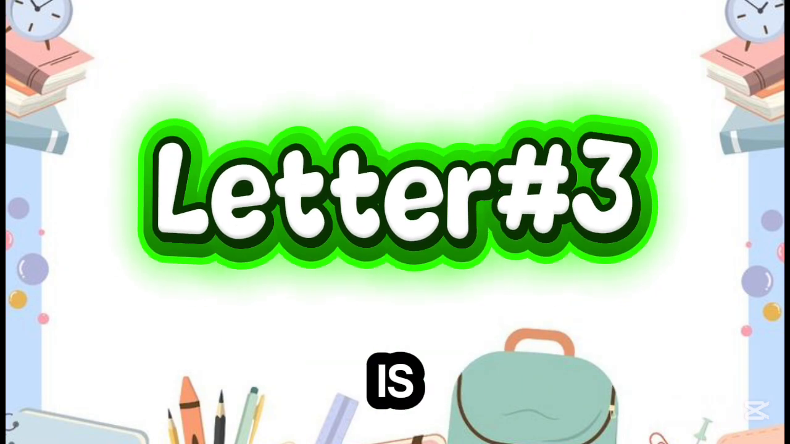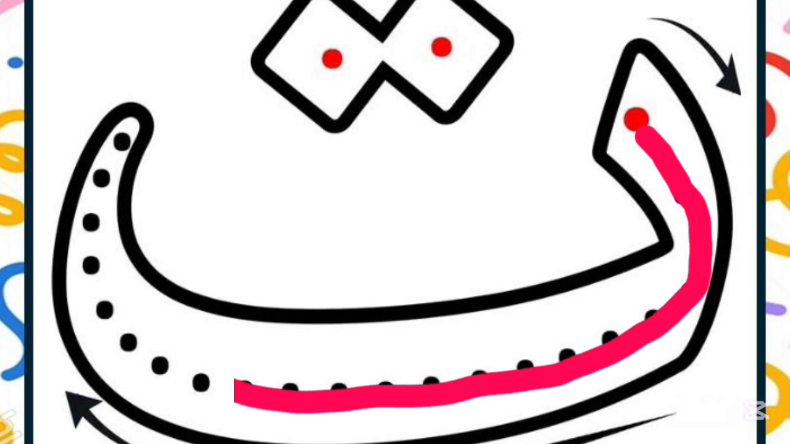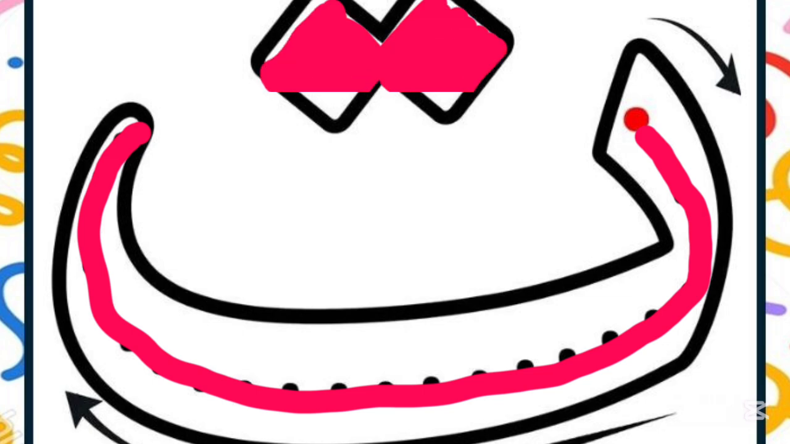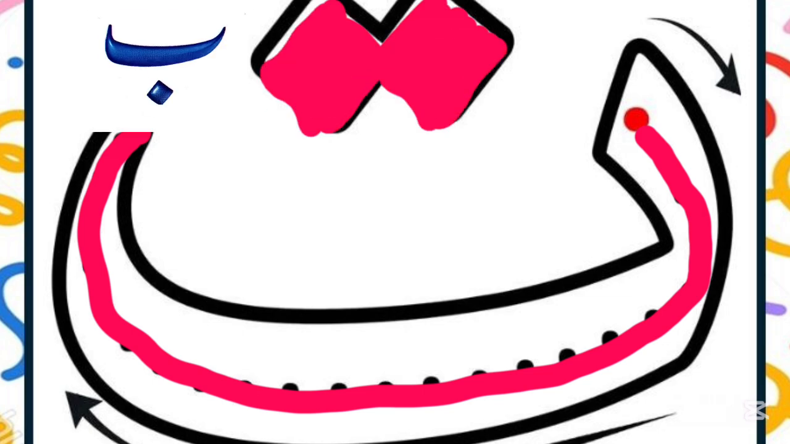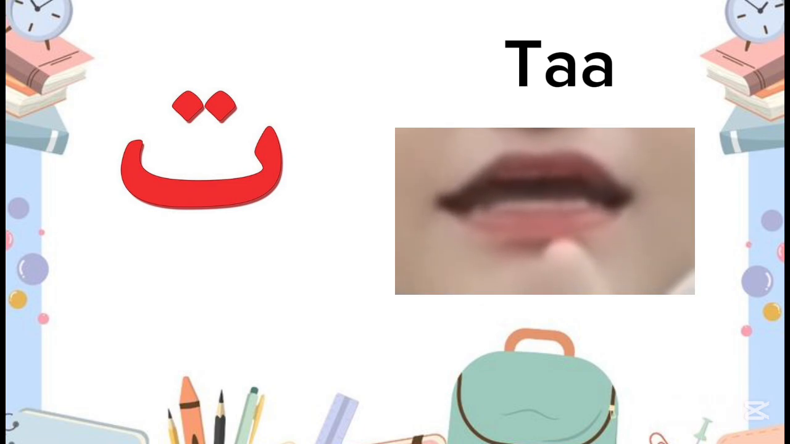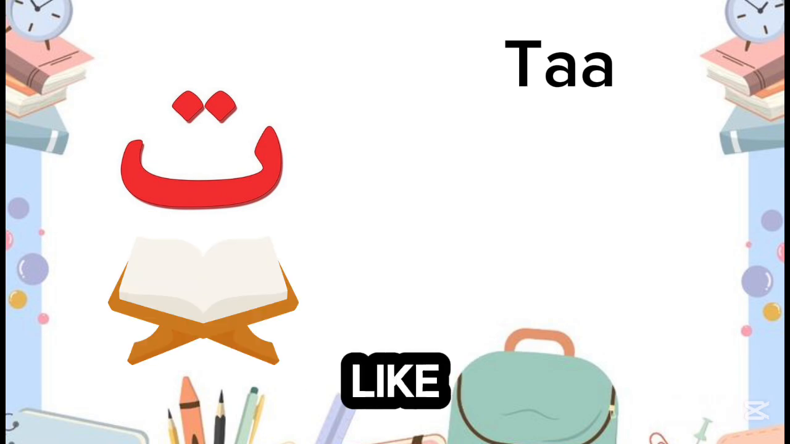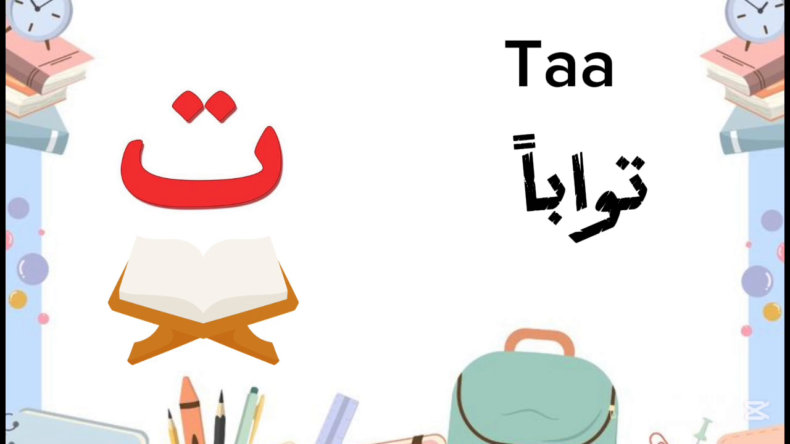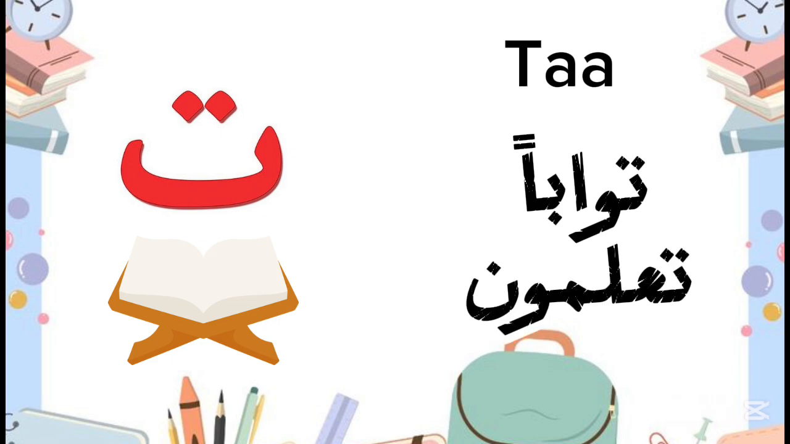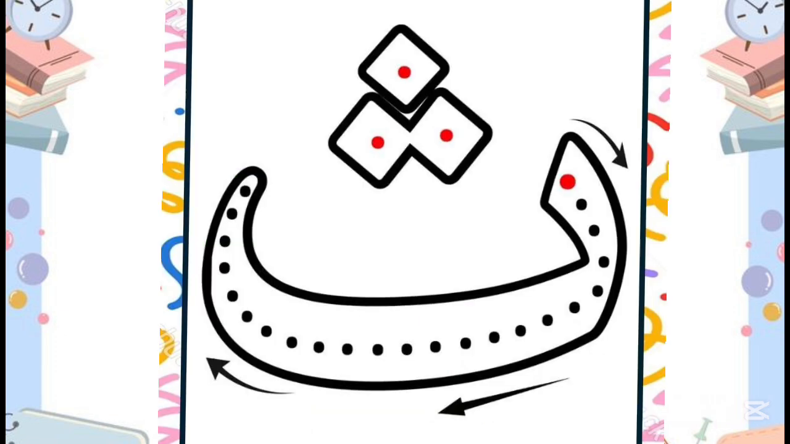The third letter is Ta. Its shape is like Ba, but with the difference of dot. It has 2 dots on top, while Ba had just 1 in the bottom. Its sound is Ta. In the Quran, in words like Tawaban, Ta'lamuna.